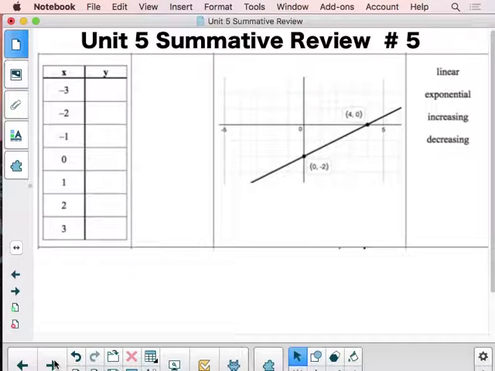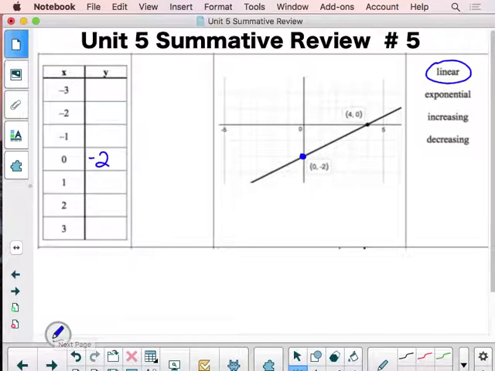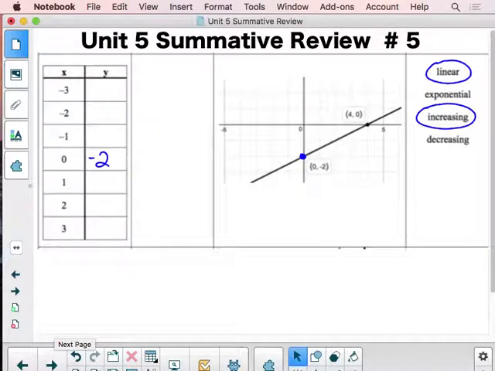Now we've been given a graph, and it's easy to see that this again is a linear function. It's got a starting value down here at 0, -2. I can go ahead and fill that in. They also gave me that 0.40, which is not on our table, but it's going to be important. But we can tell this is going to be linear, and it is going uphill from left to right, so it is increasing.